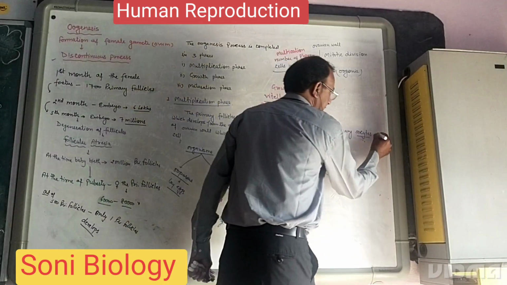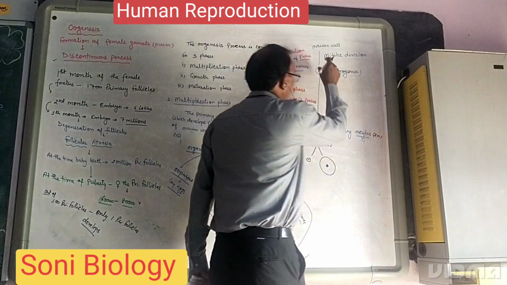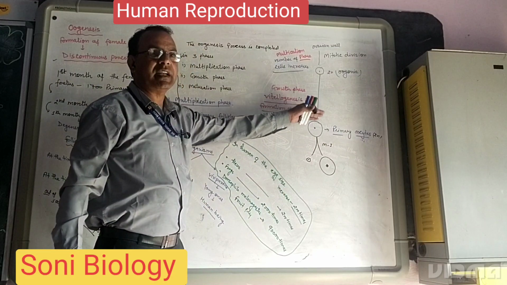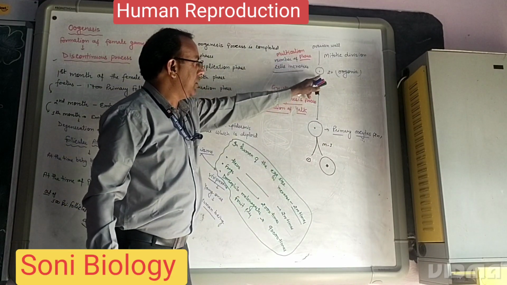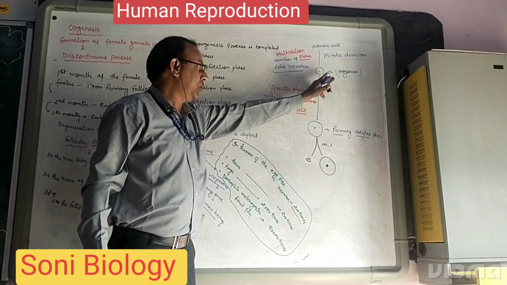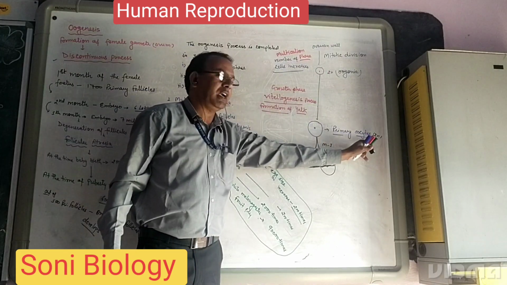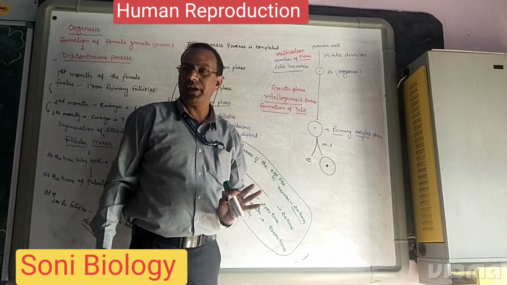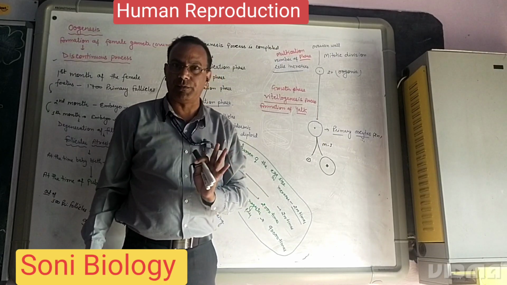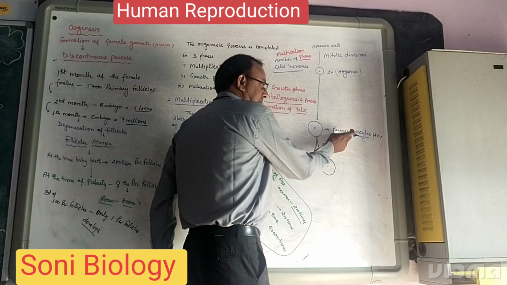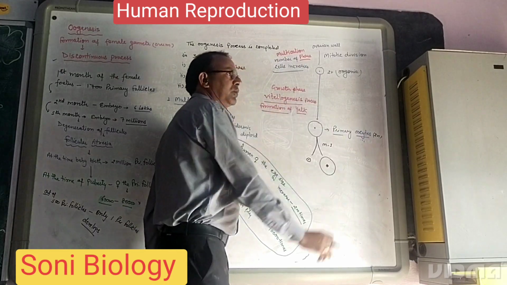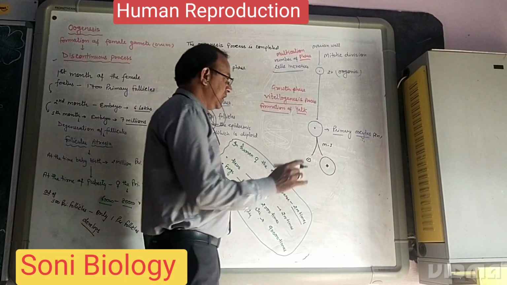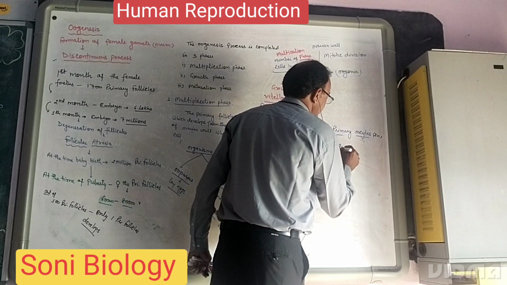Here the primary oocyte is a diploid cell, because mitotic division takes place and no other division. Mitotic division is equational. So oogonia, which is diploid, develops into primary oocyte, also a diploid cell with two sets of chromosomes. As the primary oocyte increases its size, it enters into meiosis 1. And meiosis 1 is a reductional phase.